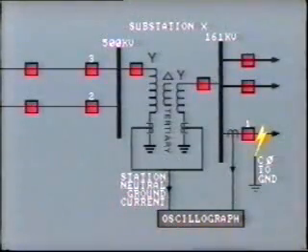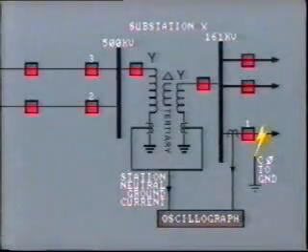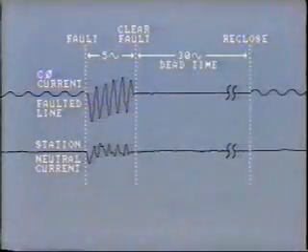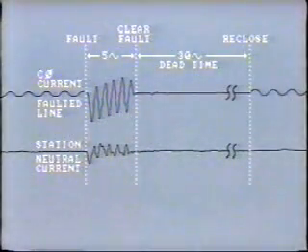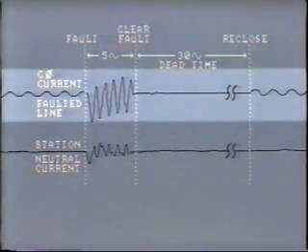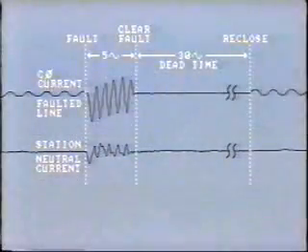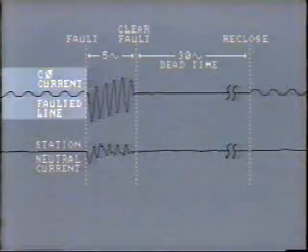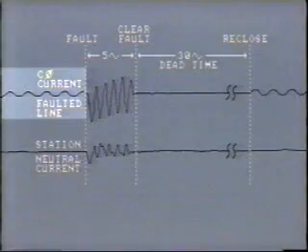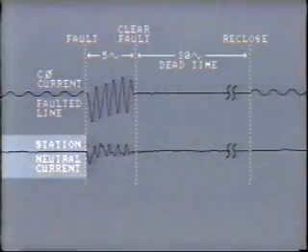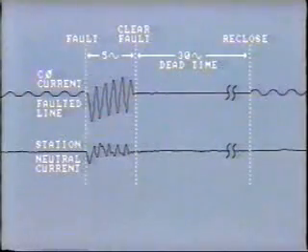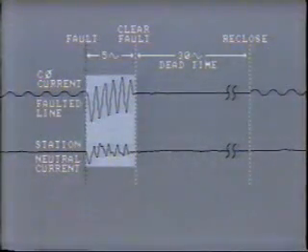A single line-to-ground fault occurred on C phase of one of the 161 kV lines leaving station X. These traces were recorded automatically by an oscillograph machine installed to capture fault information. Here we show the C phase current on the faulted line and the station neutral current. Just prior to the fault, normal load current flows in C phase of the line, and the station neutral current is close to zero. When the fault occurs, both phase current and neutral current increase dramatically, as we would expect.